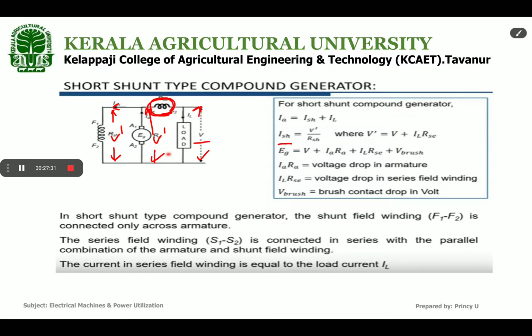So V dash by RSH. What will be V dash? V dash is terminal voltage plus the drop in the series winding, IL R series. That is V dash. Then the generated EMF.